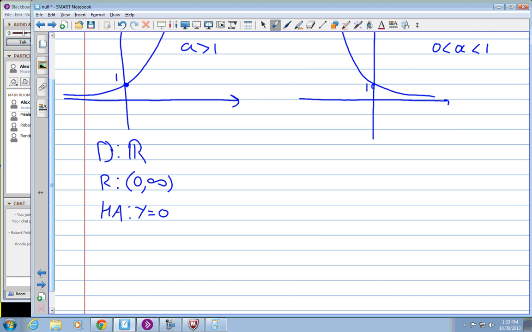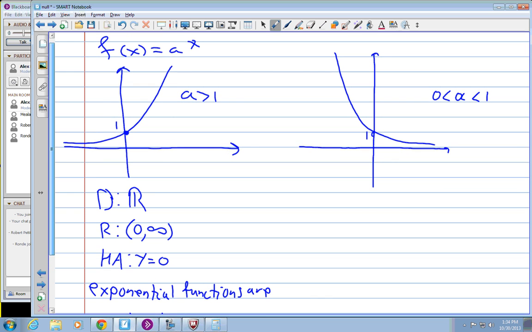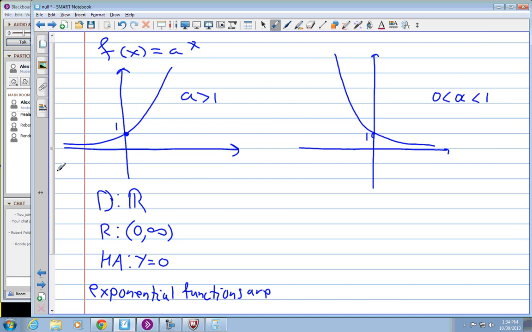So regardless of the base, exponential functions are one-to-one. Is that okay? So far, so good? All right.